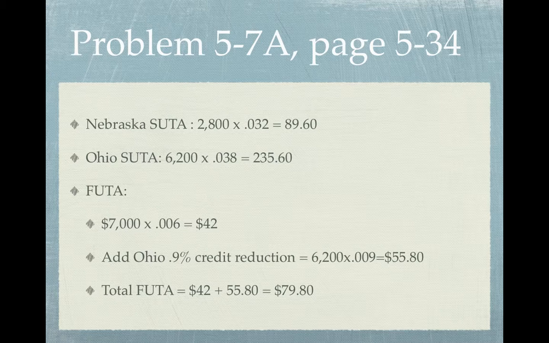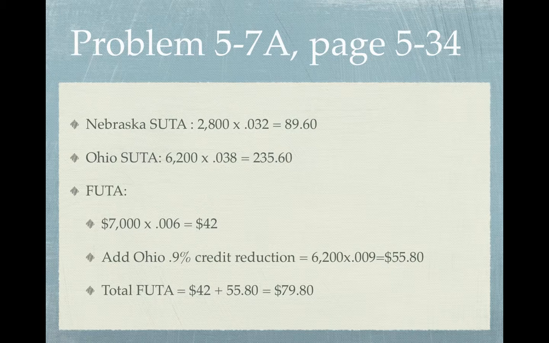And so you subtract that from 2,800, and you're going to have 6,200, and that was Ohio's part. And the book tells you that their tax rate was 3.8%, so that's why we multiply it by 0.038. And so you would write a check to Ohio for $235.60. Now the federal is a little different.